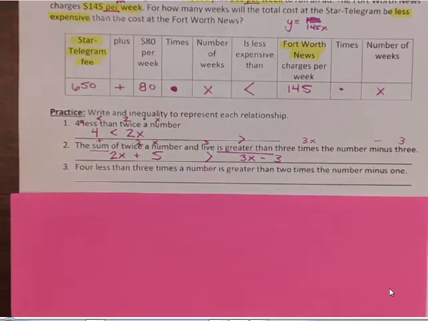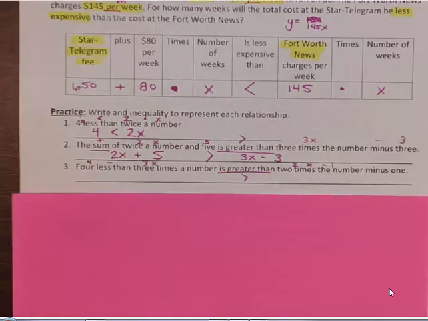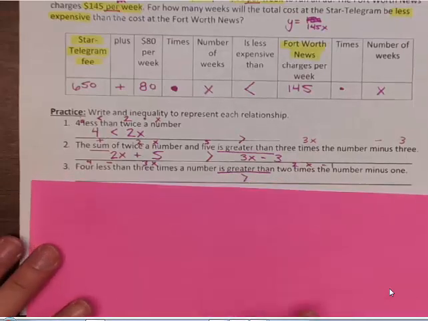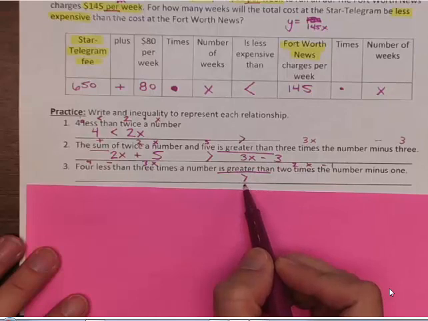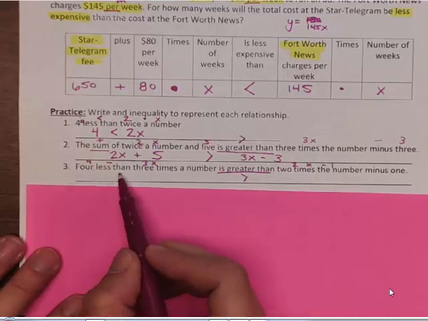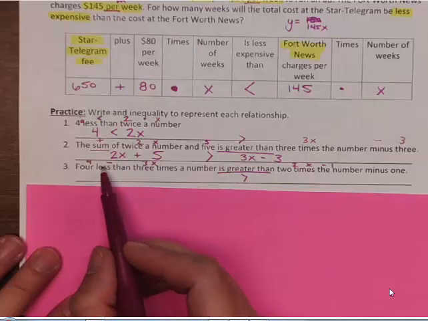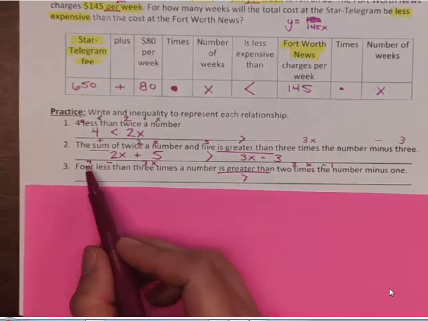Pause it, and when you're done, push play to see if you got the correct answer. The answer to this problem is a little bit different. We notice that the greater than is going to be our symbol for our inequality. On the left side I have 4 less than 3 times a number. Now the way you write this as we're reading it is 4 minus 3x.